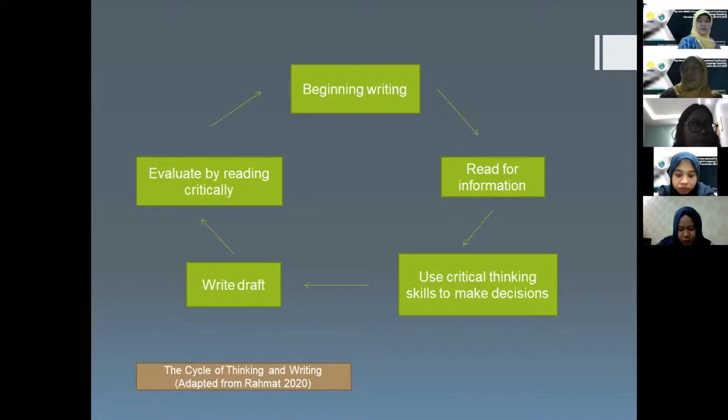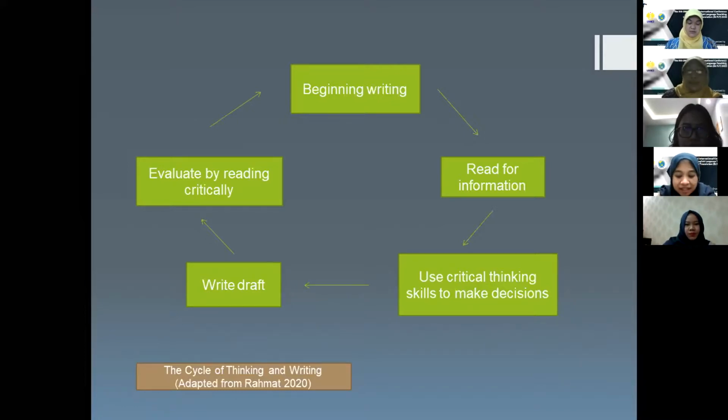Good writing involves proper planning. This planning involves reading for information. This reading stage uses critical thinking skills to make decisions on the content of the article, the usefulness of the content, as well as how the content fits into the writer's needs. In the final stage, the writer needs to evaluate his or her own draft by reading critically to improve the final version.